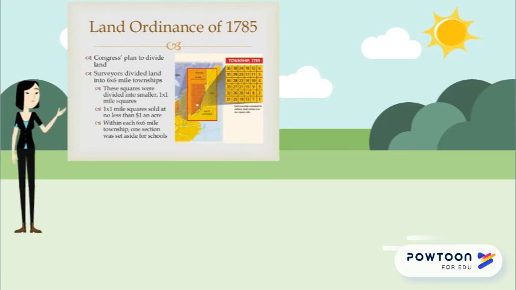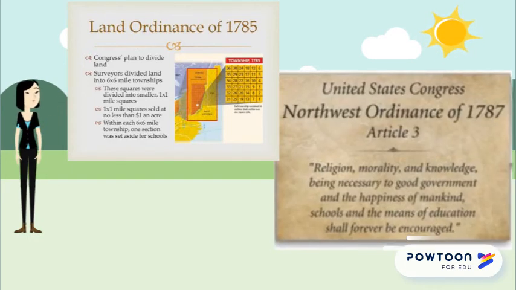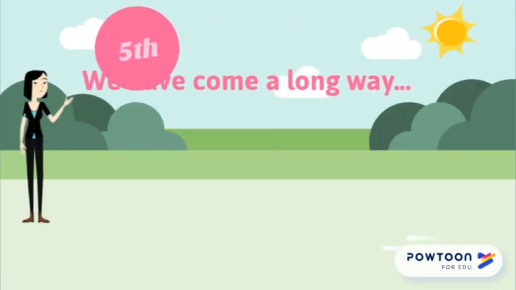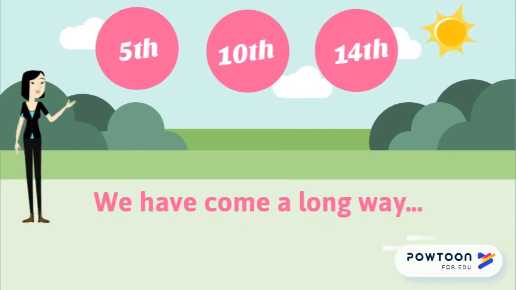Just because the Constitution does not specifically mention education does not mean our forefathers did not value education. Actually, the opposite is true. The Land Ordinance of 1785 set land aside for schools, and the Northwest Ordinance of 1787 says the means of education shall forever be encouraged. We have come a long way, and yet we still have a very long way to go. But thanks to the 5th, 10th, and 14th Amendments, we have the groundwork laid to continue to move forward.